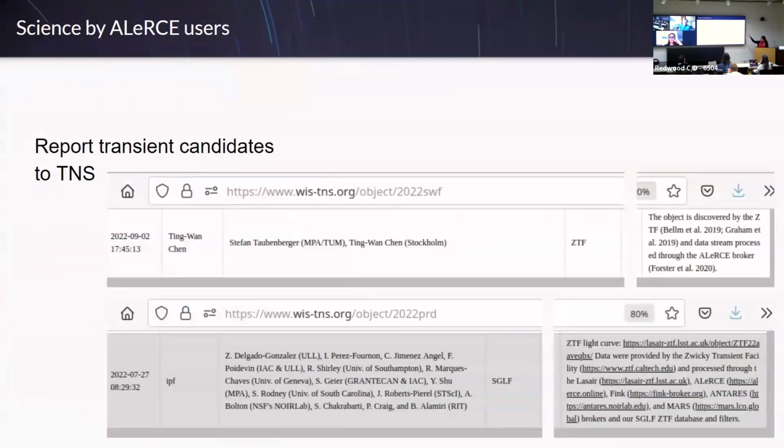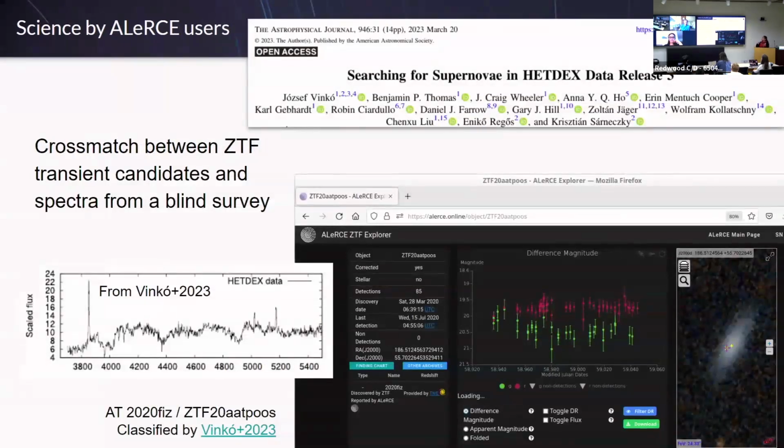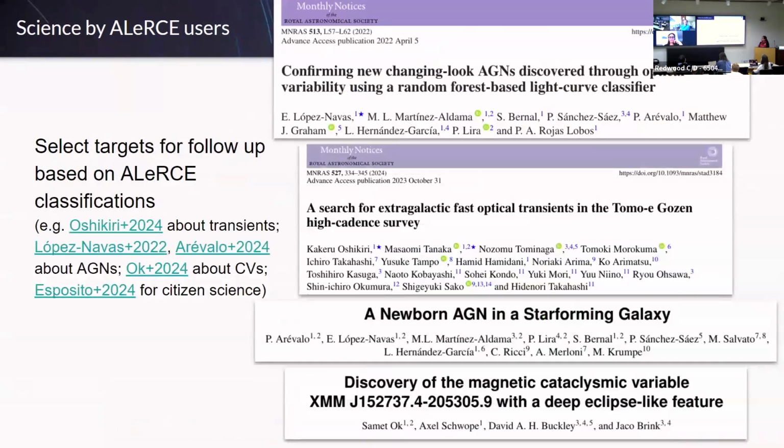Also, some people are including our information when they report transient candidates to the TNS, only including us, or together with the other brokers that are ingesting CTF. We fully support that. And also some people are using the data that we provide to cross-match with other surveys. For instance, this is a blind survey where they were able to a posteriori classify supernova based on the spectrum given by this survey. And also a very big use that we have noticed is selecting targets for follow-up studies based on the classifications that we provide. This has been very strong, for instance, in transients, also in AGNs and cataclysmic variables, and even for citizen science.